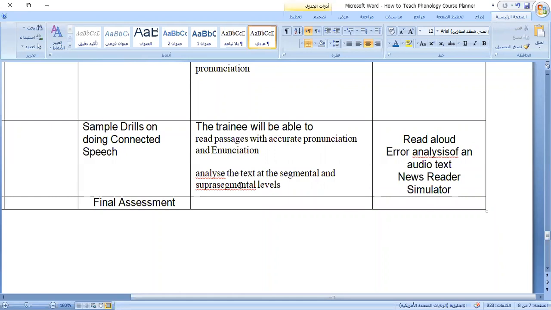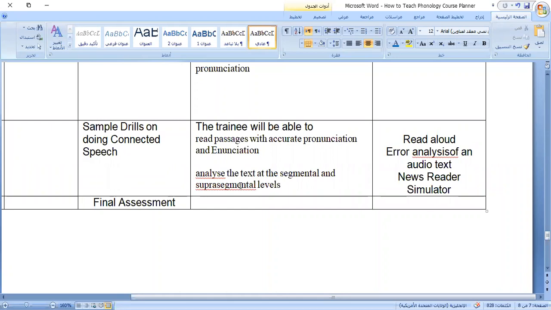Here, this is the last part. After finishing all these things, you are going to apply all what you have studied in this course on real passages, okay? So you are going to read these passages, applying all what we have studied, starting from the phonemes till the fluency markers. And you can justify for this.